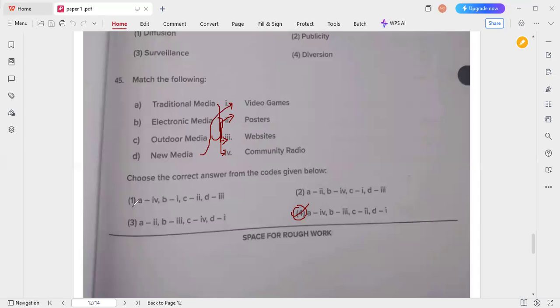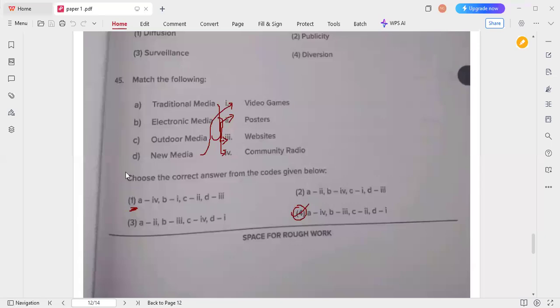So in the first option also A4 is there. Once again, B electronic media, B outdoor media, the posters, D, that is new media. Okay, option 4 is the correct answer for the 45th question, match the following. Option 4 is correct, not option first. Okay, so now move on to the next question.